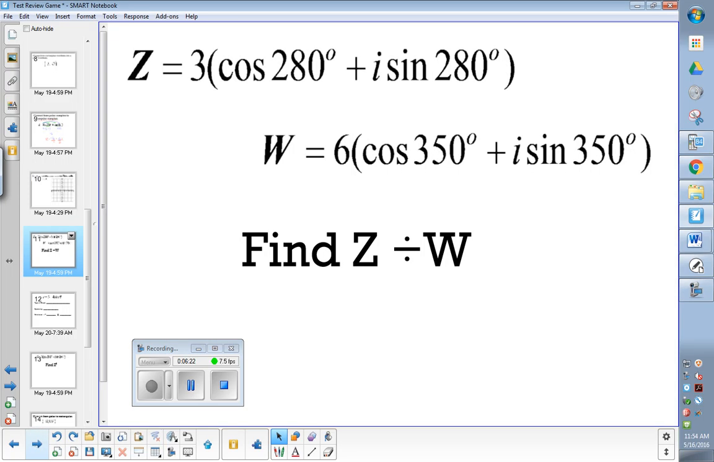You're taking two numbers and you're dividing them. Two complex numbers and you're dividing. What do you do with the two radiuses? Divide. So what's 3 divided by 6? A half. What do I do with my two angles? Subtract. 280 minus 350 is -70. What do you do if it's -70? Flip it or add 360 to it. Good. Next one.